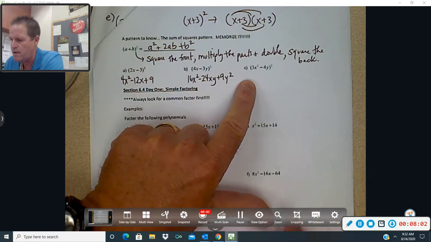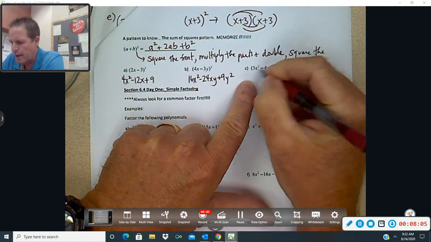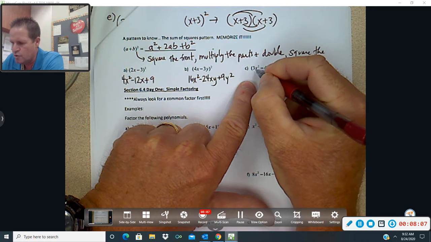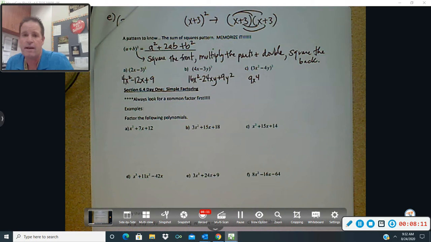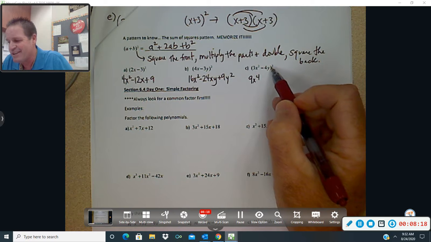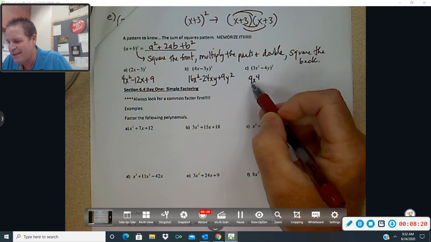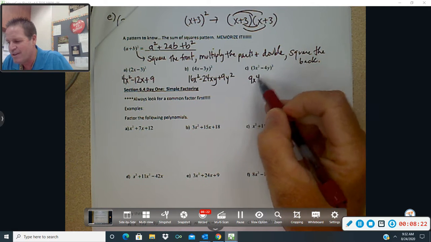Okay, letter C. Do the same thing. This is a binomial. It's squared. Let's square the front. That makes 9x to the 4th. Now, a lot of this comes down to, can you actually square something? That's what the lesson notes on this were, that you've got to square the 3, you make 9, and then you square an x squared, that makes x to the 4th.